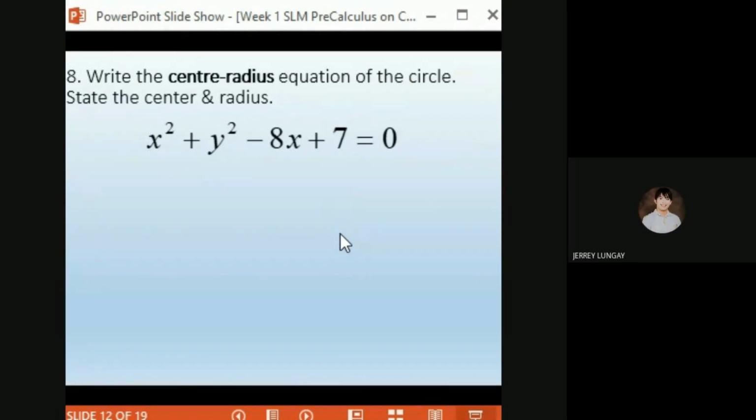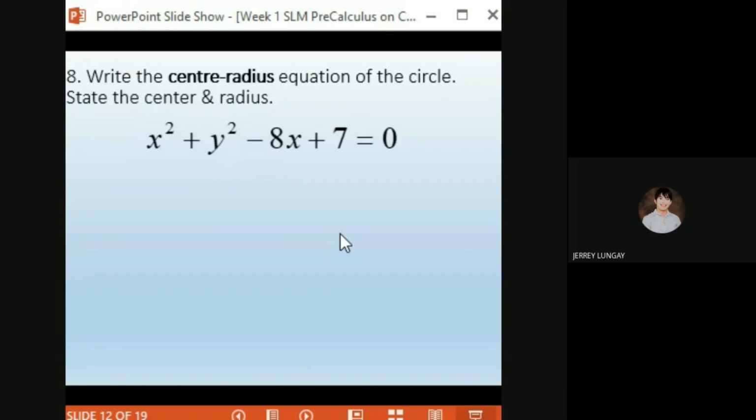So we combine all the x terms and y terms, and it would become x squared minus 8x plus y squared equals, what does step number 2 say? Camille Dolores, what does step number 2 say? Move to the other side. Since the constant is C, which one do we move? Very good, Christine, 7.